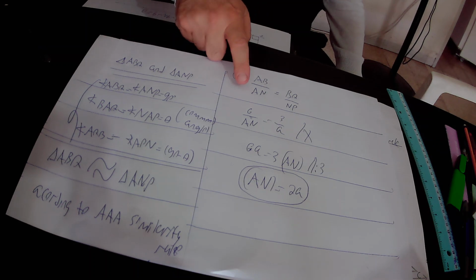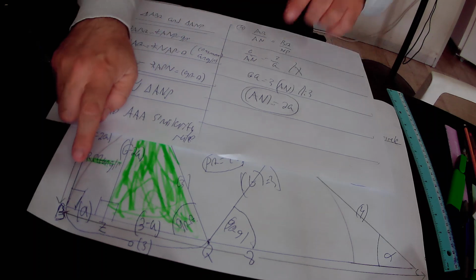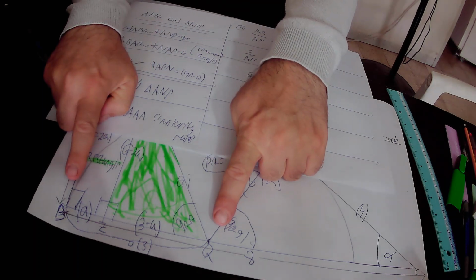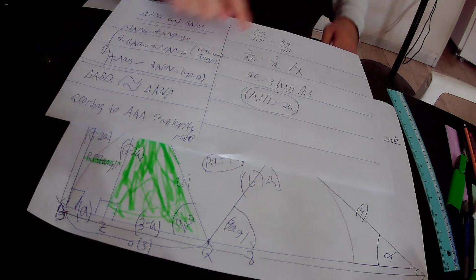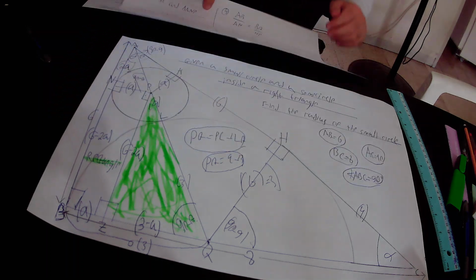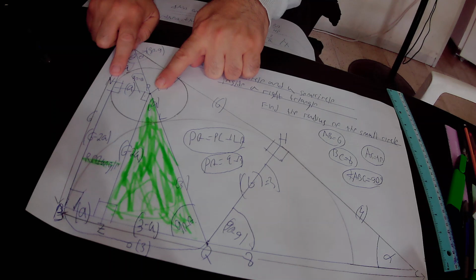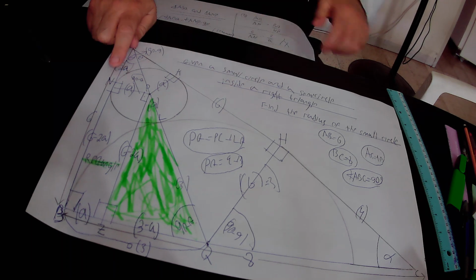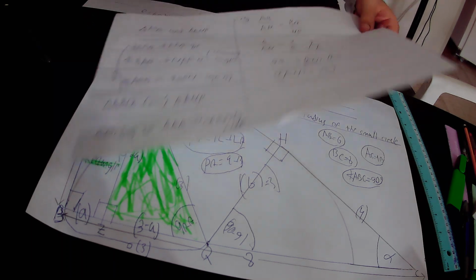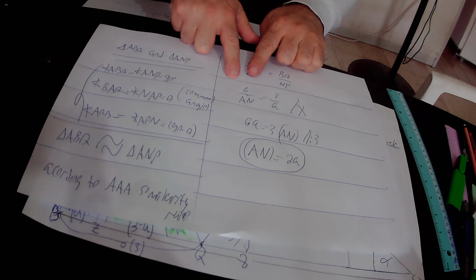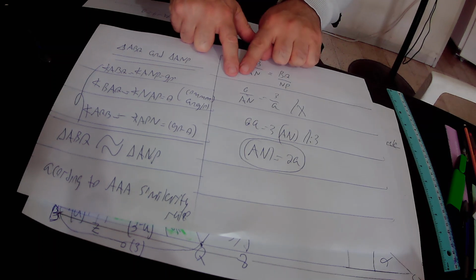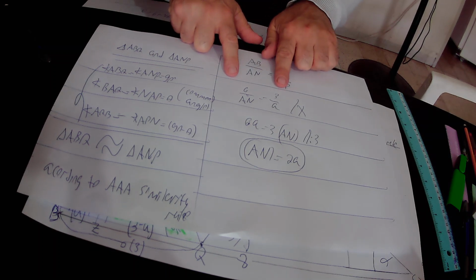AB is 6, AN is the missing side, so we will leave it as it is. BQ is the radius of this semicircle, that equals 3, and NP is the radius of this small circle, that is equal to A. A is the radius that we are looking for in this question. So in conclusion, 6 over AN equals 3 over A.